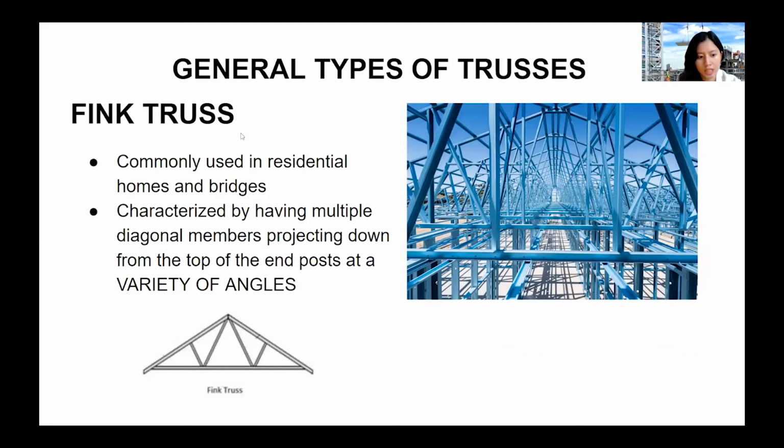King post truss is commonly used in residential homes and bridges. It is characterized by having multiple diagonal members projecting down from the top of the king post at a variety of angles. It actually originated as a bridge truss, although the current use in bridges is rare.